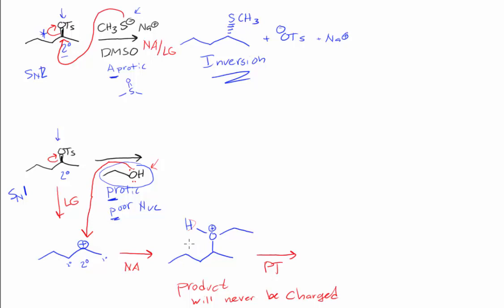So how do we get rid of this H? Well, what base is present? We have OTs minus. That's not a really good base, and that's because it's such a good leaving group. If it were a great strong base, it really wouldn't be a good leaving group. We also have plenty of ethanol around. Remember, ethanol is the solvent, so there is tons of ethanol around. Let's use the ethanol as a weak base and show this proton transfer step.